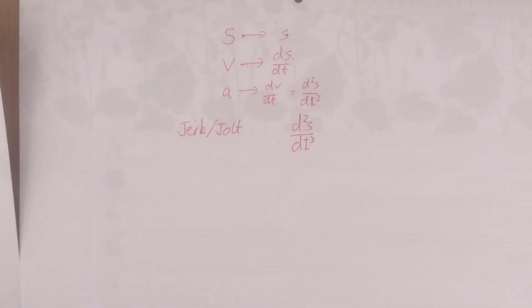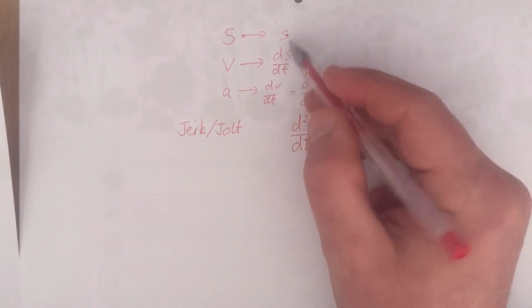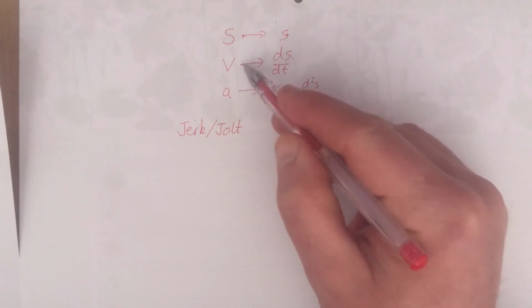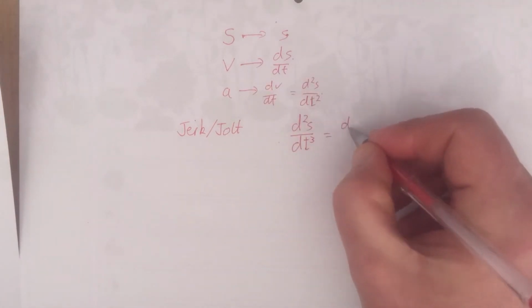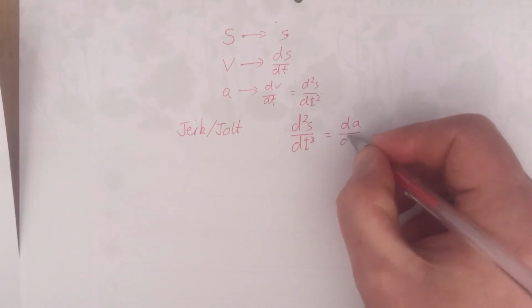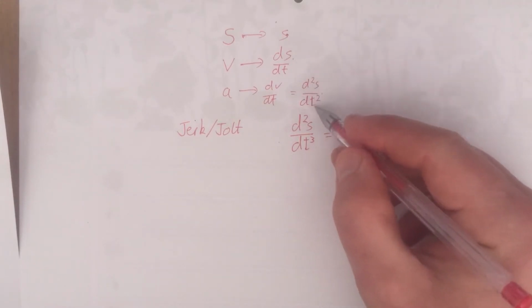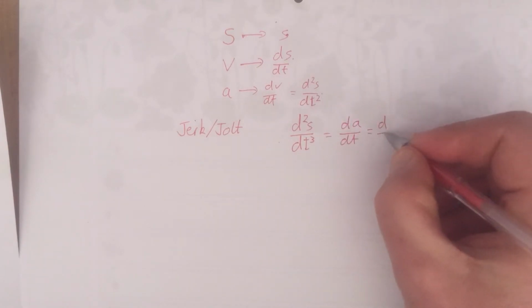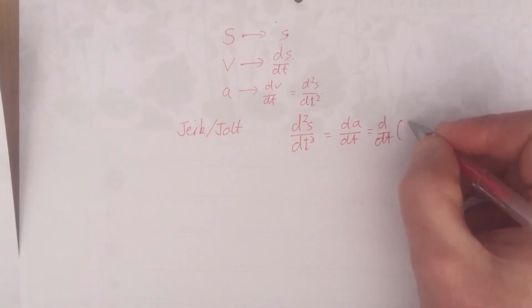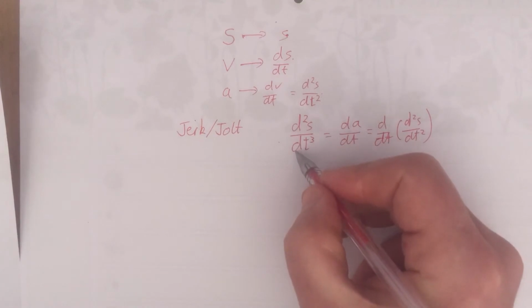Now, actually, these names are words that we use in everyday speech. If you're jolted around in a car, then it normally means that you've either gone over a bump, or you've suddenly turned the corner, or maybe you've suddenly hit the brakes. And it's basically telling you the rate. Well, if this is the rate of change of displacement with time, this is the rate of change of velocity with time. Well, this will tell you the rate of change of acceleration with time. And because acceleration is d2s by dt squared, that's d by dt of d2s by dt squared, and that gives you this thing here.